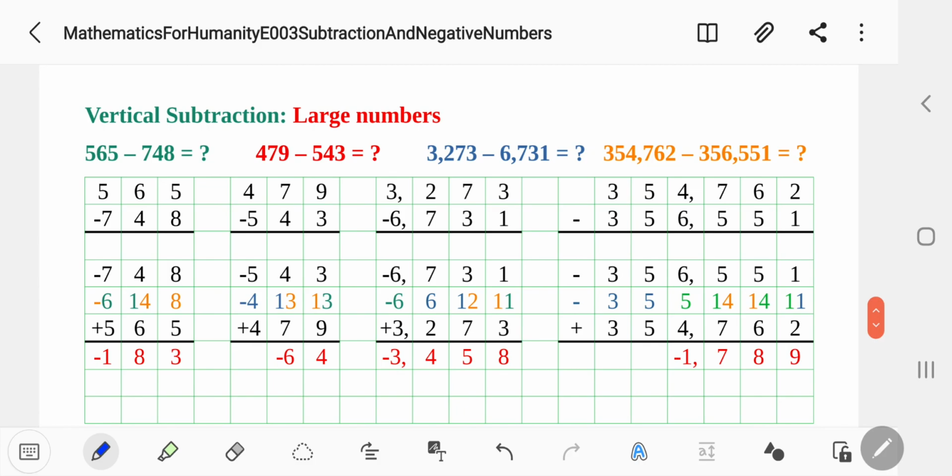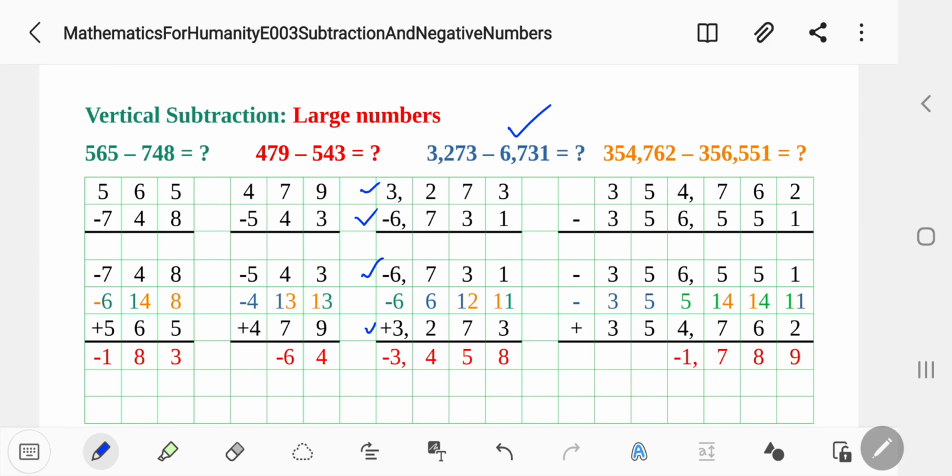So let's check this one. You have 3,273 minus 6,731. Since you're subtracting a larger number from a smaller number, you have to change the order here. So it's negative 6,731 above, and then you have plus 3,273 down there.